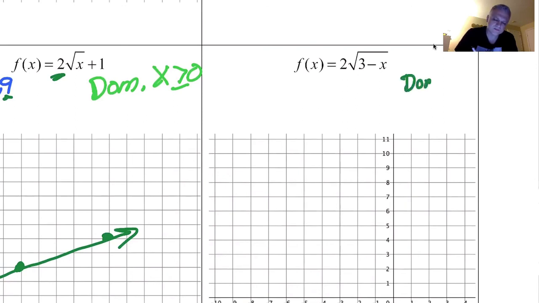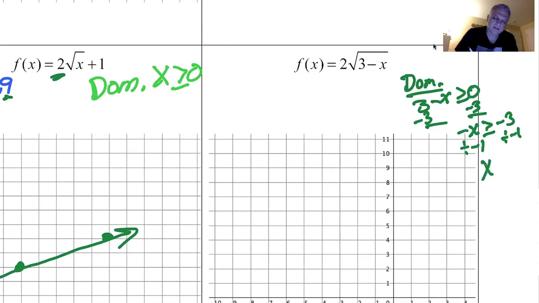The domain of this function is that 3 minus x is greater than or equal to 0. That's step 1. Step 2, let's solve. Minus 3. So I get negative x is greater than or equal to negative 3. Finally, I'm going to divide both sides by negative 1 because there's a negative in front of my x. So I've got x and positive 3, but I have to change the direction of my inequality. So x is less than or equal to 3.